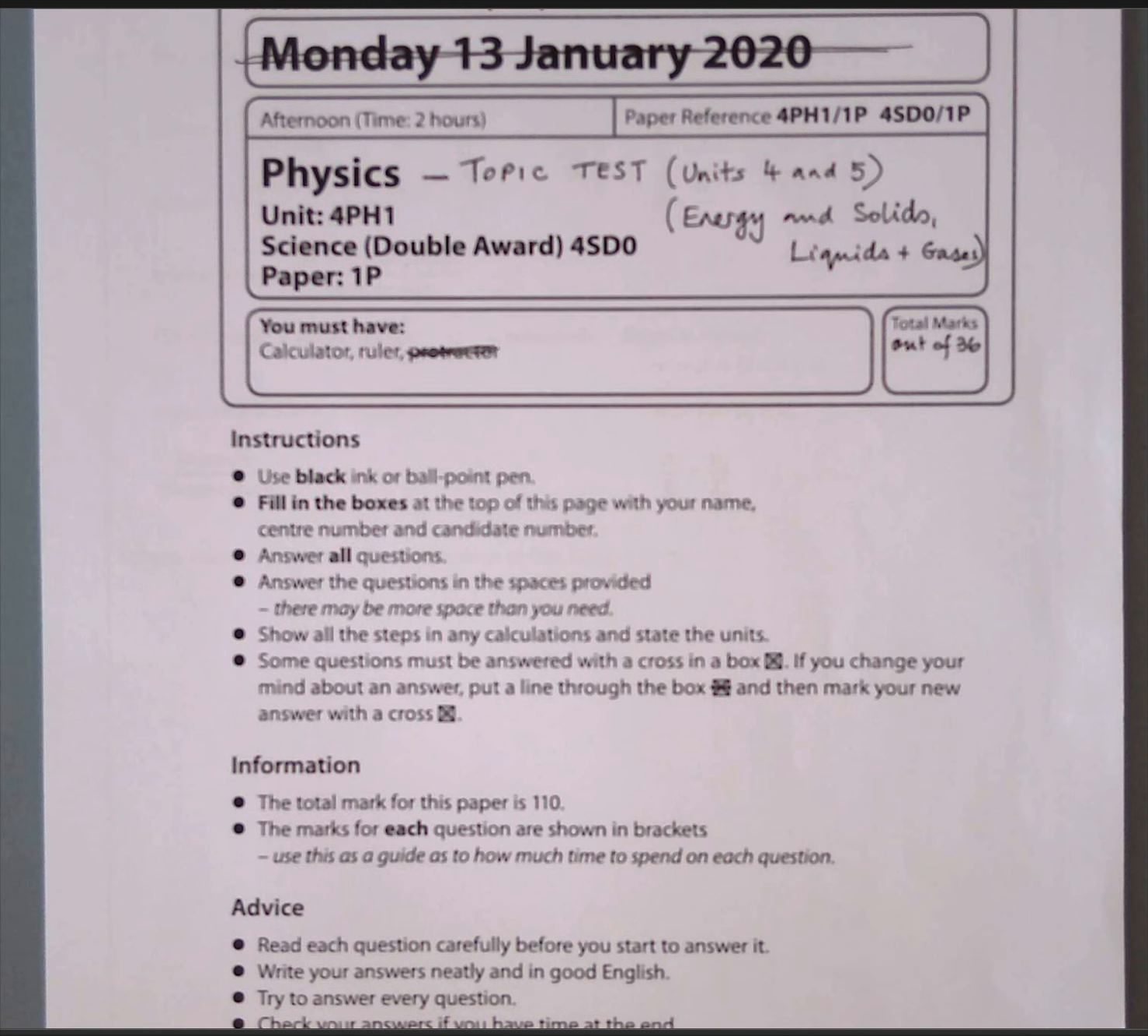This is a video recording for a physics GCSE test for the Edexcel IGCSE 921 specification. It's paper 1P, therefore it's the physics paper 1 and the physics section of the double award science. So for this one we're only looking at units 4 and 5, which are energy and solids, liquids and gases.